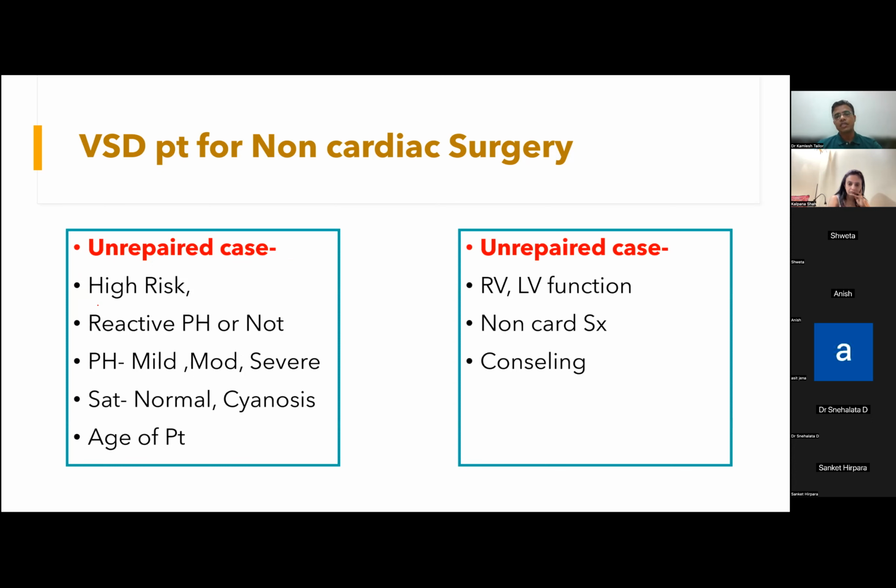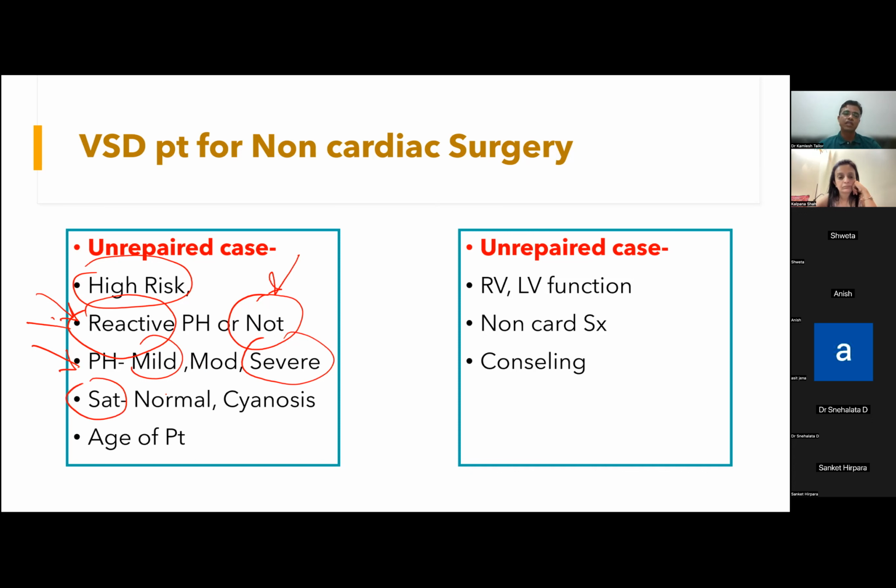In an unrepaired case, it definitely goes to the high risk group, because there will be PAH or pulmonary hypertension, so one has to be careful. One has to look at whether it is reactive PH or not. If it is reactive PH, the risk will be slightly lower. But if it is non-reactive PH, the risk becomes very high, and one can cancel elective cases, refer to the pediatric cardiologist for management, optimize the pulmonary vasodilators, and then go for the non-cardiac surgery. If PH is mild or moderate, it is still okay. With severe PH, one has to be very careful when giving anesthesia for non-cardiac surgery.